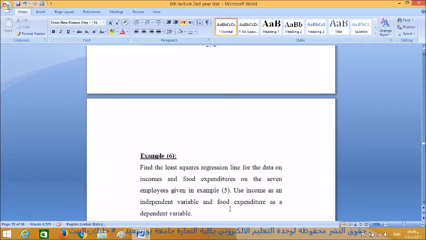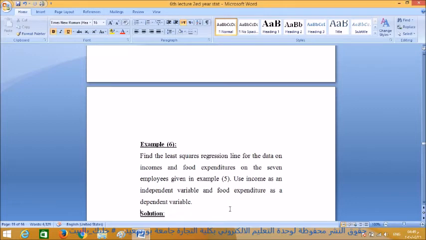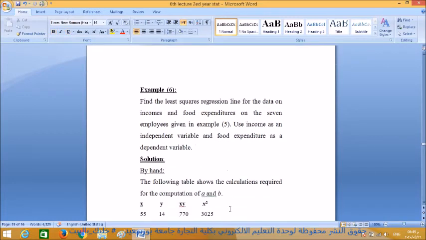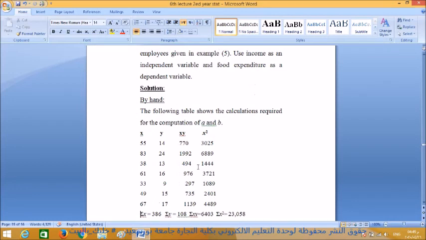Example 6. Find the least square regression line for the data on incomes and food expenditures of the 7 employees given in example 5. Use income as an independent variable and food expenditure as a dependent variable. Solution by hand. Construct a table like this. The first column represents X, the second represents Y. Then the third column represents the multiplication of X and Y. Then get X squared. Okay?